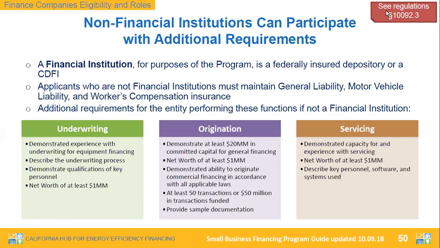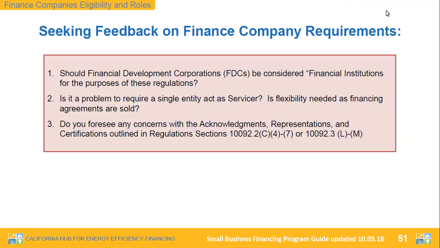We're looking for a net worth of at least $1 billion for the underwriting, origination, and servicing roles. We're looking for demonstrated experience and competency. For origination, we are looking for 20 million in committed capital generally. That doesn't need to be just for our program. We're just looking to see that someone has committed 20 million for financing activities. And we're looking for at least 50 transactions or 50 million in transactions funded. And we are open to feedback on these requirements.